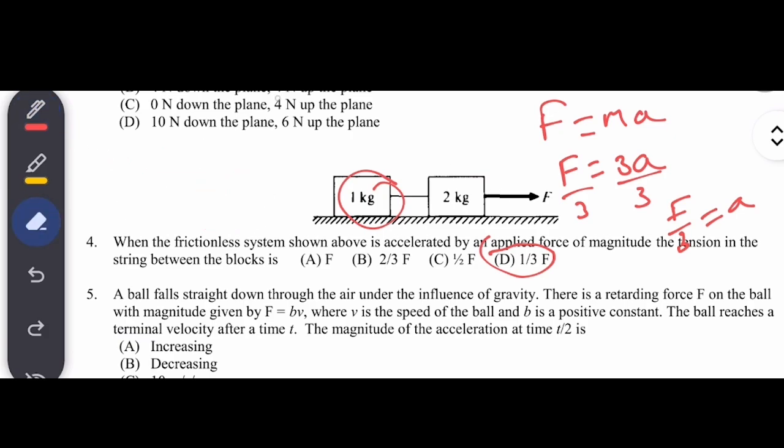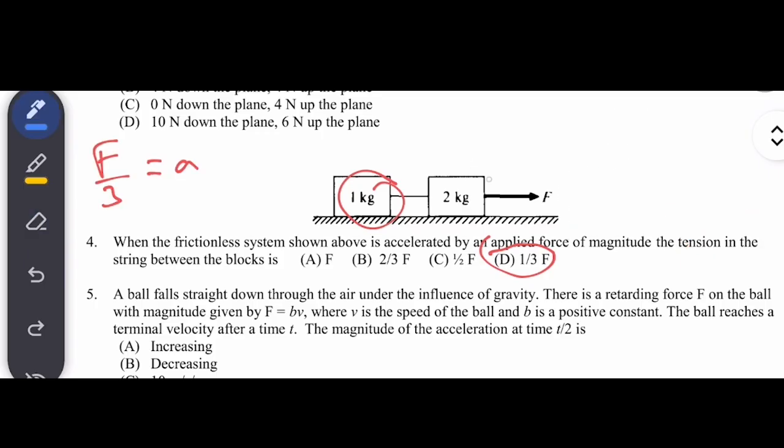If we go over here, on this side, we have 2 kg. So we have our Newton's second law, force equals ma. Our m is going to be 2 kilograms, so we're going to have 2. Our acceleration, as we said, is constant in this whole system. Since we took it as a whole system, the acceleration is going to be F over 3. And it's going to be equal to our F, which is just the forces acting on the object. In this case, we have force F acting on the right, and we have force tension acting on the left.